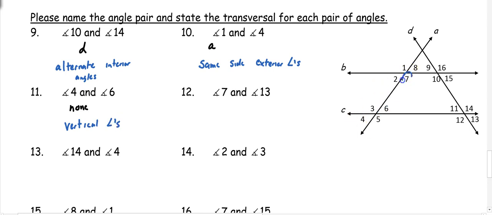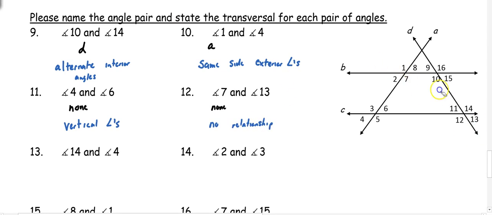Number 12, 7 and 13. 7 and 13 do not share a common line, and they're not in the same group, which means they have no transversal. They also have no relationship then. If they're not in the same group or share a common line, they can't have a relationship with each other.